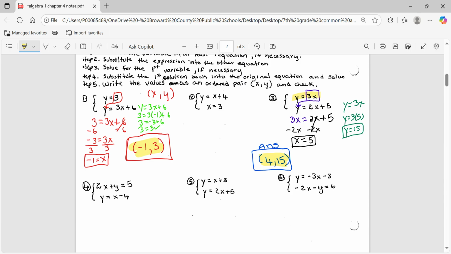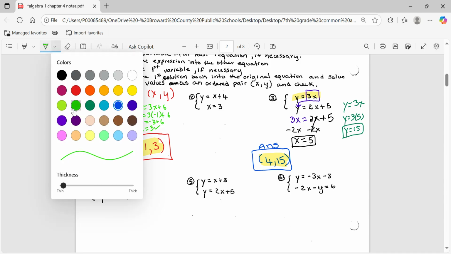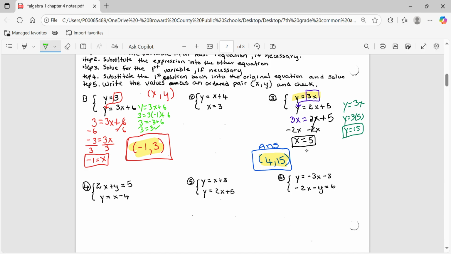This is your coordinate where two lines would intersect. Now, if you want to check your answer, then you can go ahead. I kind of know that the first one is true. Let me check in green. And you might say, Miss Reed, well, I'm good. I don't have to check.